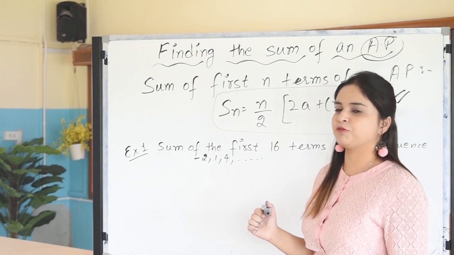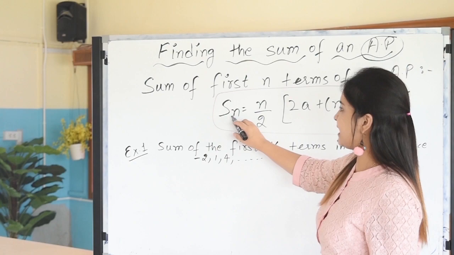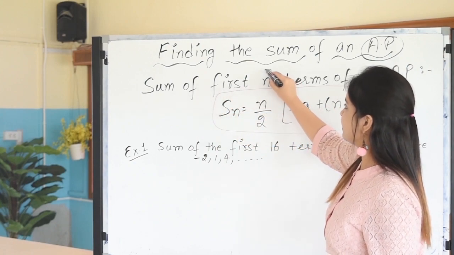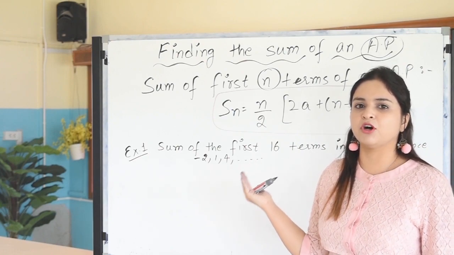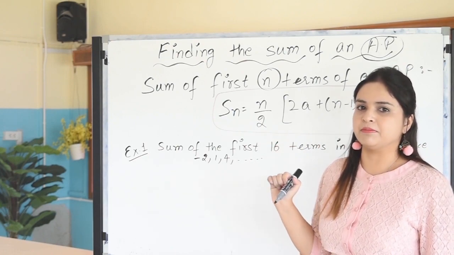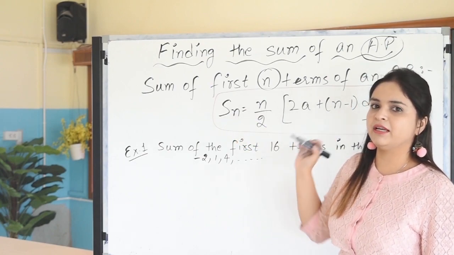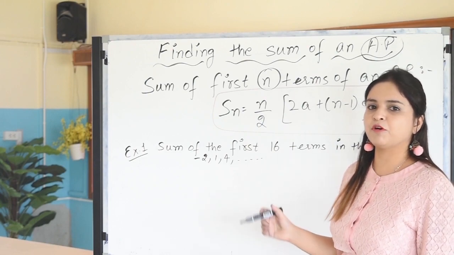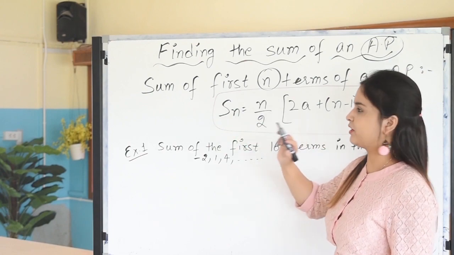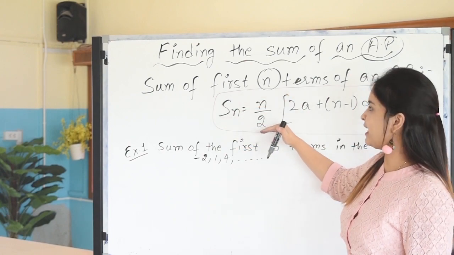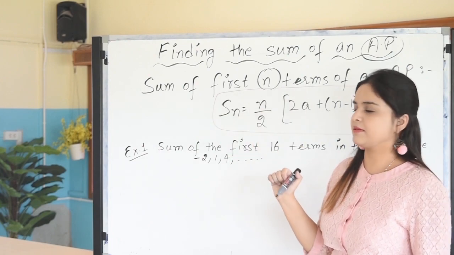Now you have to remember this formula. Very easy. Sn. What is Sn? Sn is the sum of first n terms. So if the question asks you to find the sum of first 5 terms, then you have to replace n with 5. If the question asks you to find the sum of first 10 terms, then you have to write S10. So this formula is only for the sum of first n terms.